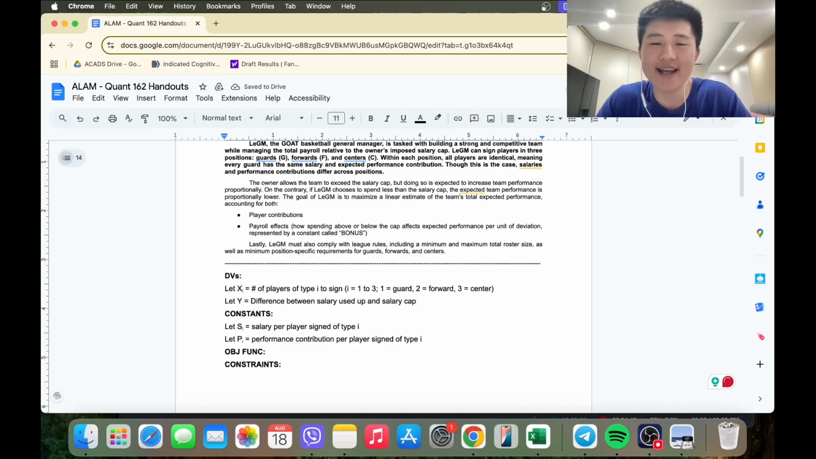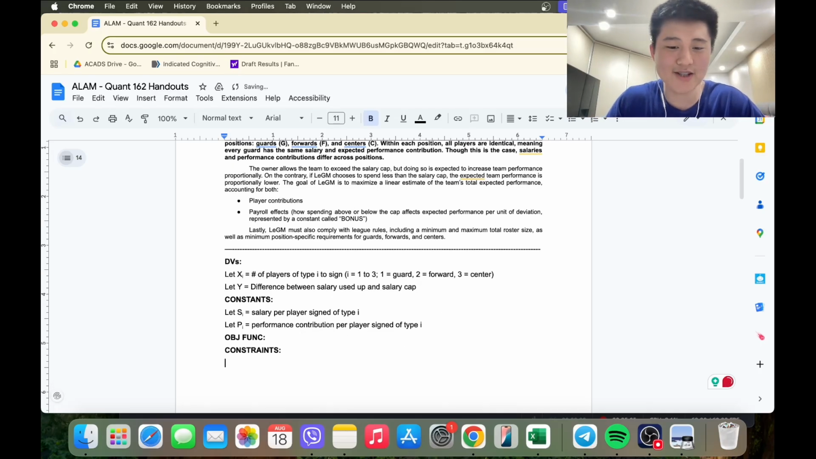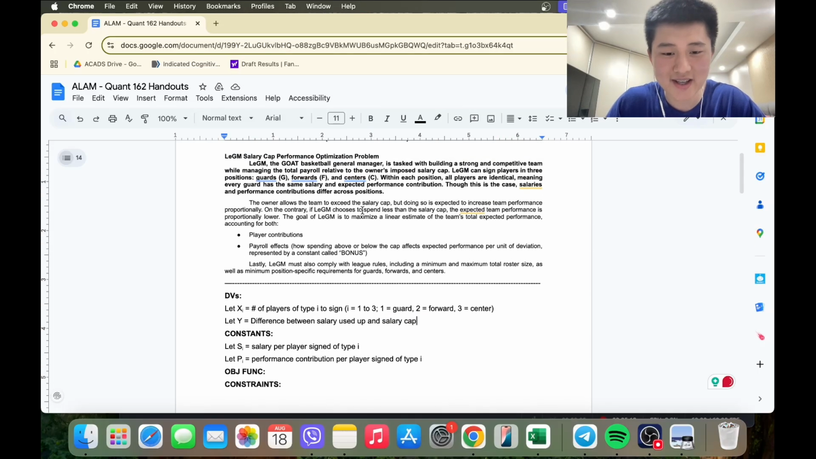We must note that y here is a dependent variable, because the salary used up is fully dependent on our independent variables, which is xi. When it comes to dependent variables, you have to define it in your constraints. So let's actually do that first. The owner exceeds the salary cap, but it's not given, so it's also another constant. Let's call it cap equals salary cap set by owner.